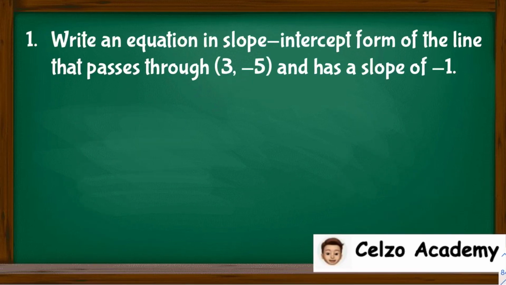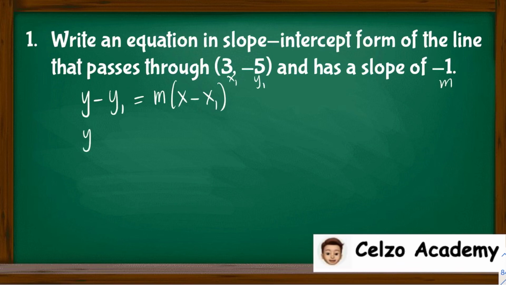Another method to solve this problem is using the point-slope form. y - y1 = m(x - x1), where m is the slope. And (3, -5) is our (x1, y1), and -1 is the slope. So now we substitute our x1, y1, and m into the point-slope form.